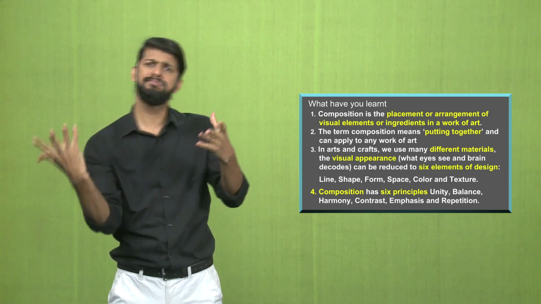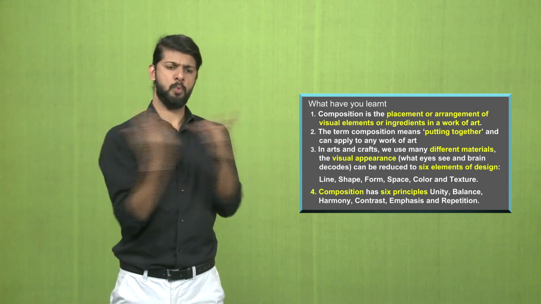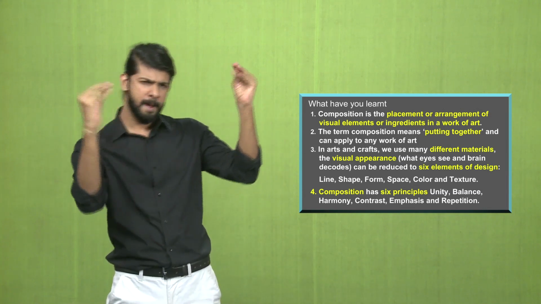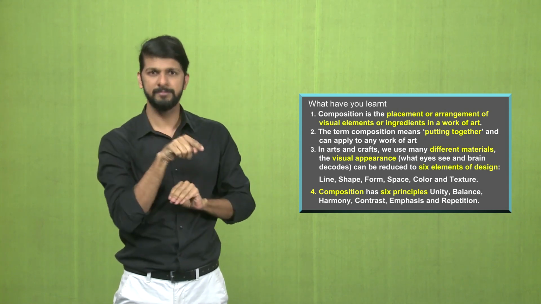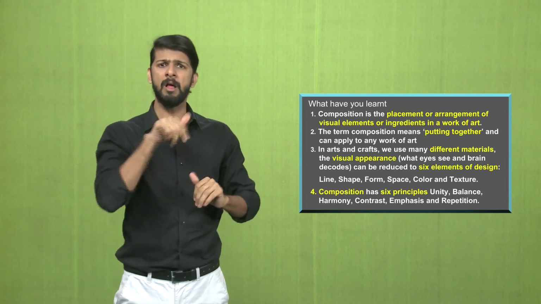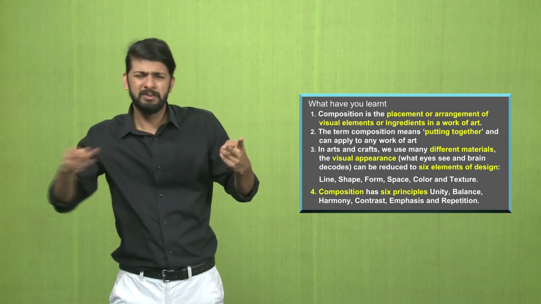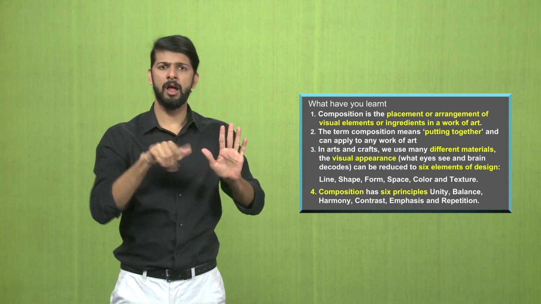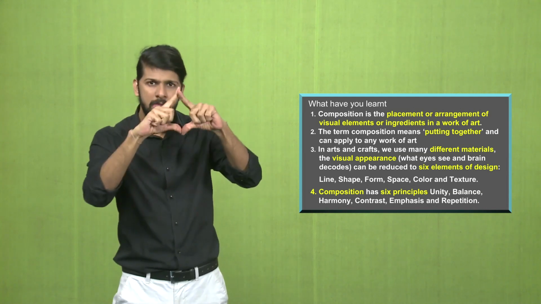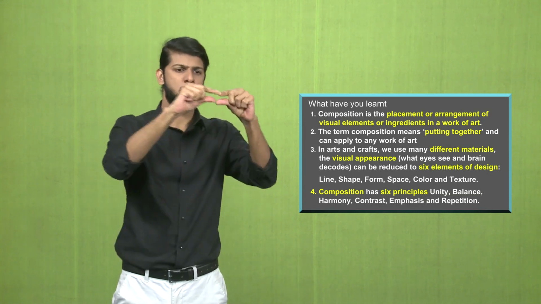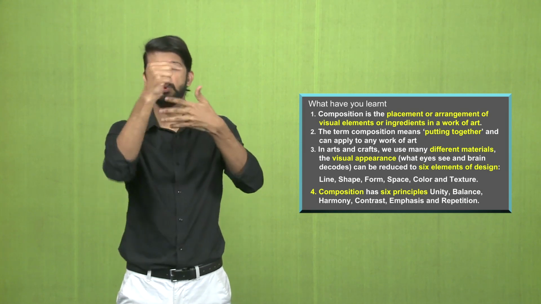The term composition simply means putting together and applies to any work of art. So, putting together shapes, lines, colors, etc. In art and craft, we use many different materials, and the visual appearance, that is what the eyes see and what the brain decodes, can be reduced to 6 elements.